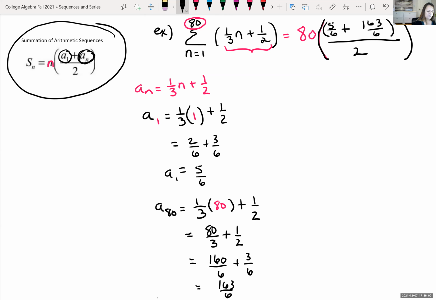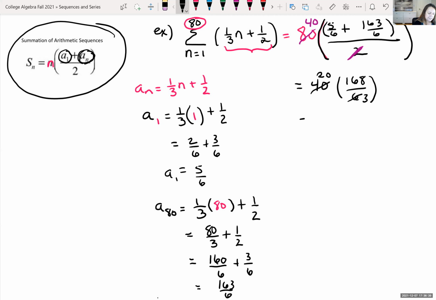Let's clean it up a little bit. Notice that this 2 divides into our 80 40 times. Now we just have the numerator left. So 5/6 and 163/6, they already have a common denominator. So 5/6 plus 163/6 gives us 168 over 6. Again, we can clean it up a little bit. I notice that 2 goes into 6 3 times. 2 goes into 40 20 times.